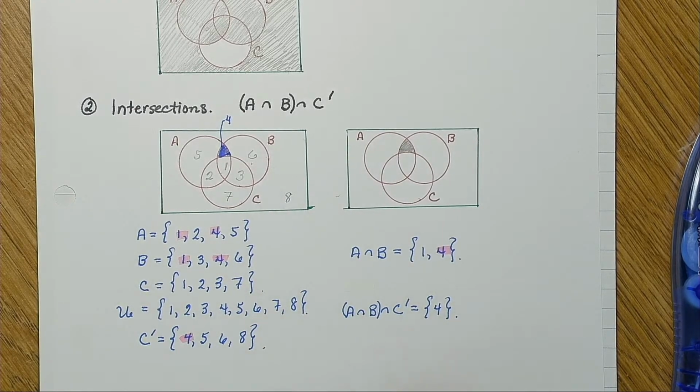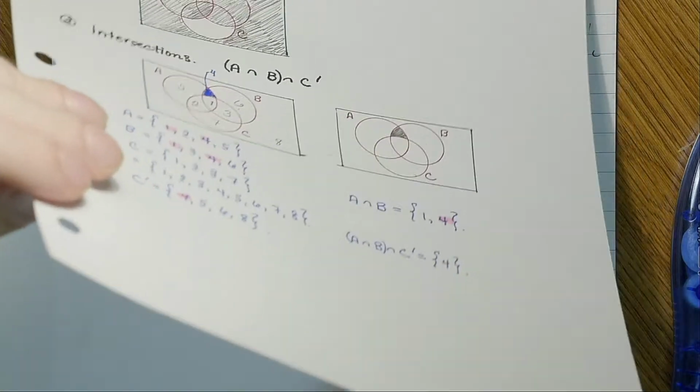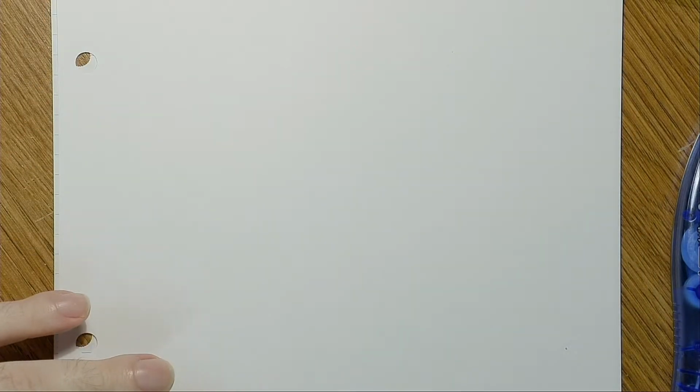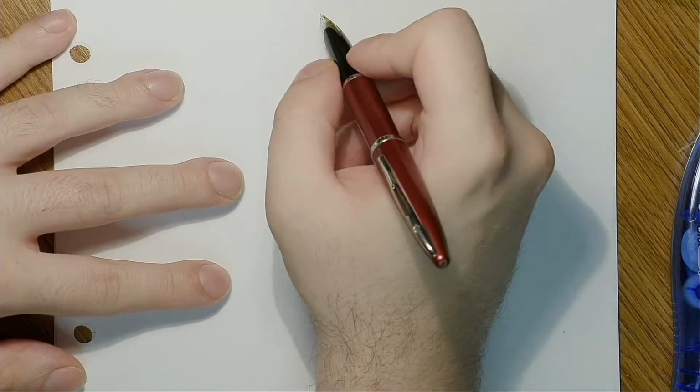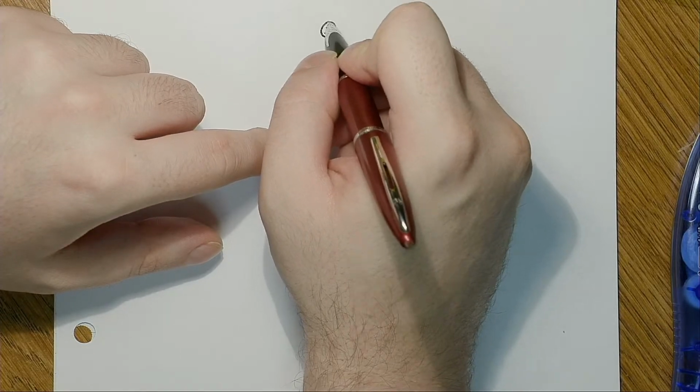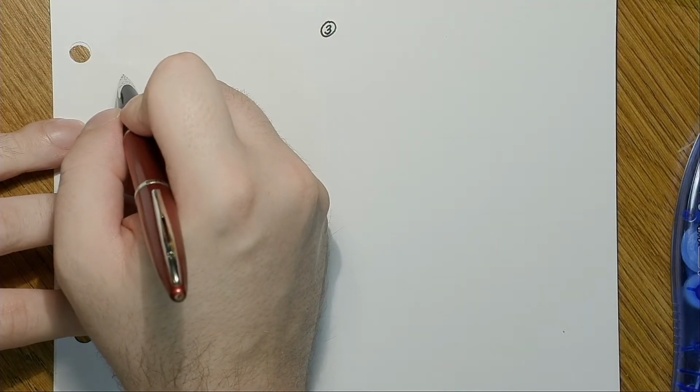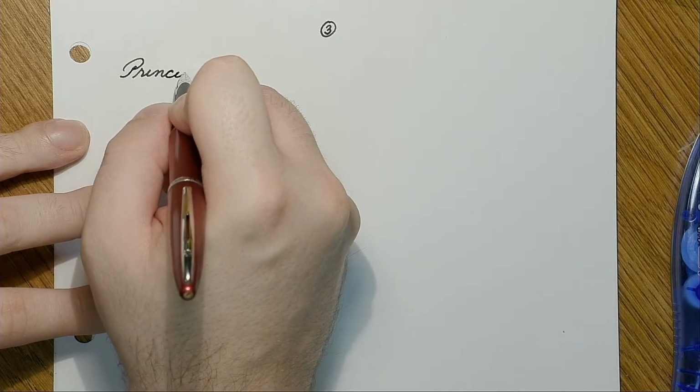So there's two ways of doing it. You can use the crisscrossing lines, or you could write it out using regions. So that's just two different ways of doing it. Okay. So now we can go on to the principle of inclusion-exclusion.